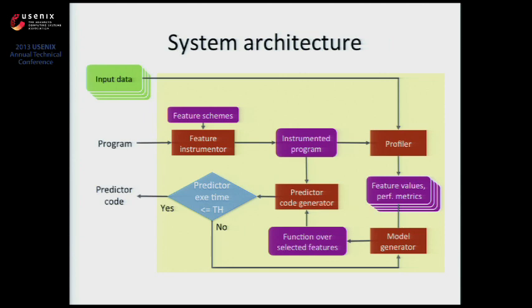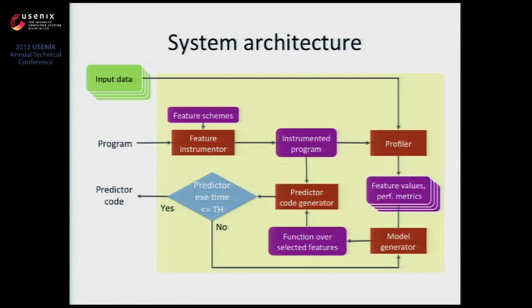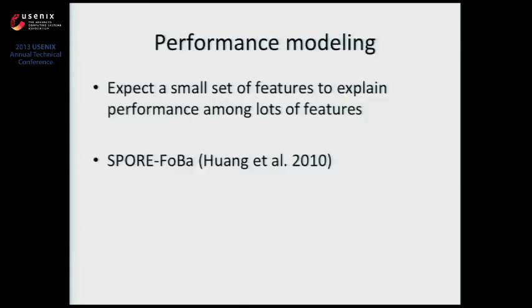Second, the profiling stage. This stage runs the instrumented program with input data. This stage is straightforward. Third, the model generation stage. For performance modeling, we expect a small set of features to explain performance among lots of features. So we use our sparse regression method called SPORE-FOBA. We show that this algorithm performs better than prior sparse regression methods such as lasso and FOBA.